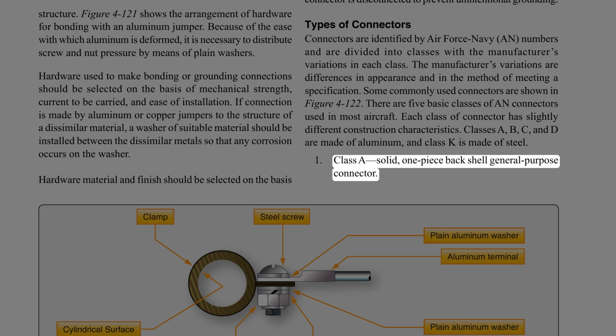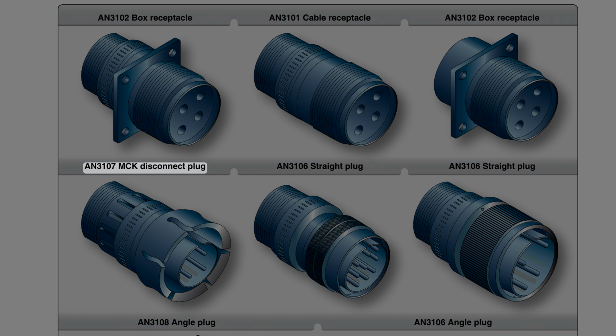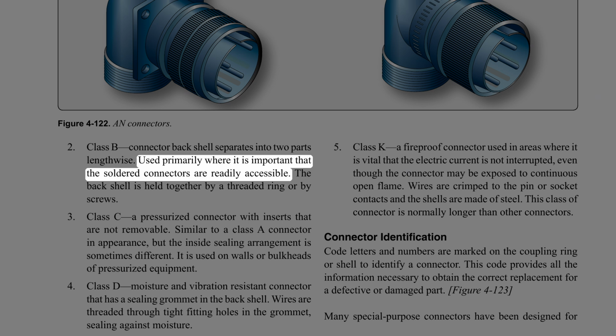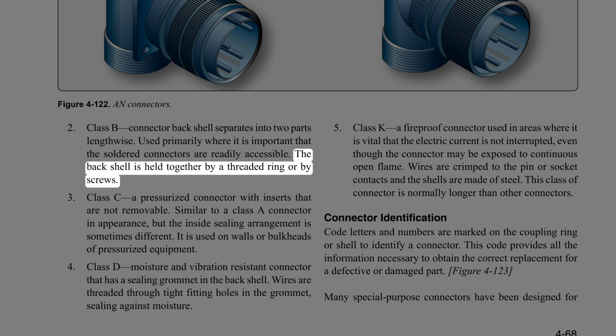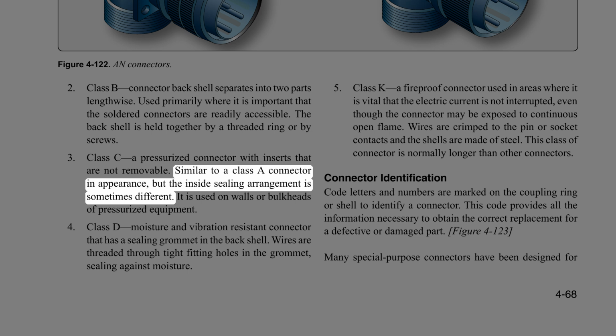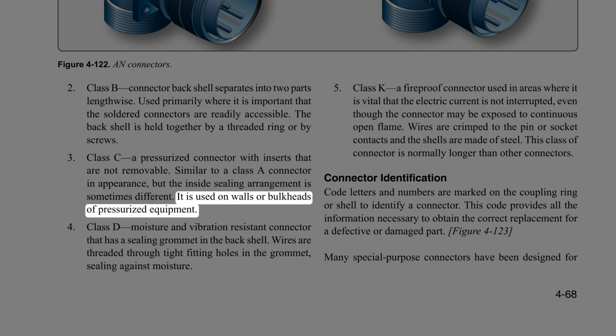Class A, solid, one-piece back-shell general-purpose connector. AN 3107 MCK disconnect plug. Class B, connector back-shell separates into 2 parts lengthwise, used primarily where it is important that the soldered connectors are readily accessible. The back-shell is held together by a threaded ring or by screws. Class C, a pressurized connector with inserts that are not removable. Similar to a Class A connector in appearance, but the inside sealing arrangement is sometimes different. It is used on walls or bulkheads of pressurized equipment.